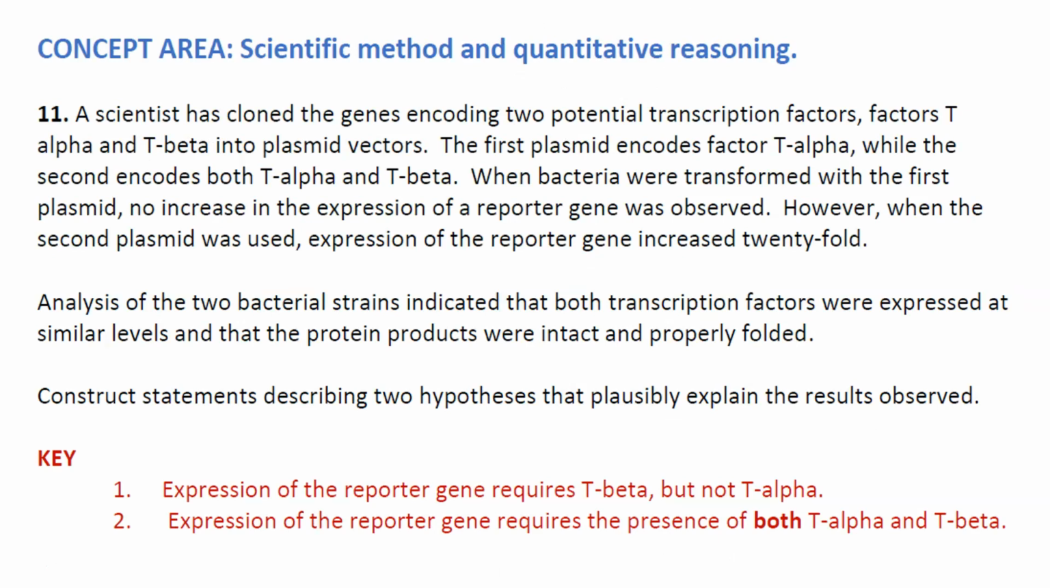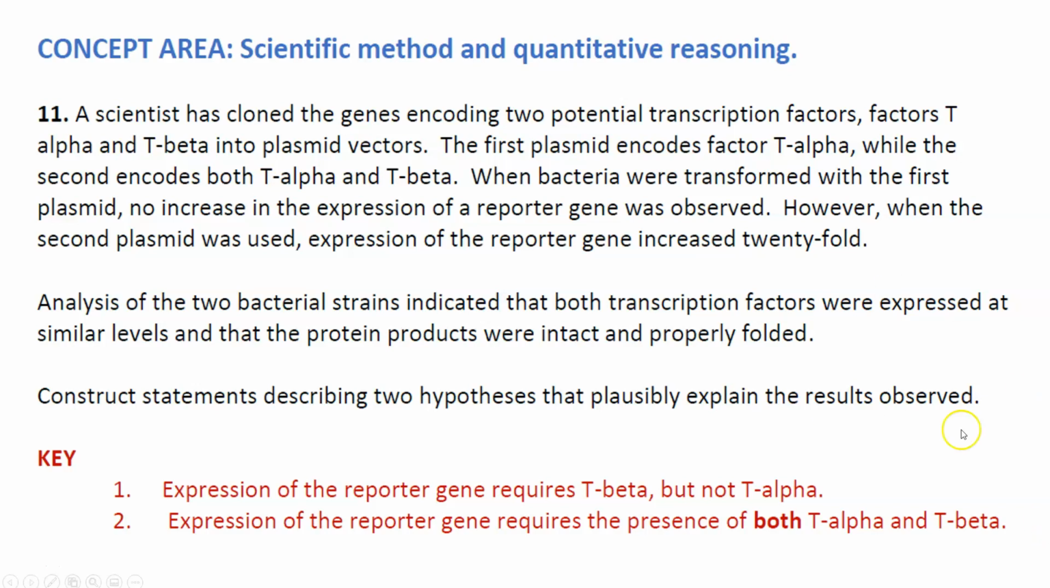Okay, so this question, I think this is the last question, is scientific method and quantitative reasoning. So you're given a scenario, and again, you're not really expected to know anything about this. You're given a scenario, and then you're asked to come up with hypotheses. So if you can read the scenario on your own, but maybe a hypothesis is that expression of the reporter gene requires T beta but not T alpha. Or maybe expression of the reporter gene requires the presence of both T alpha and T beta.